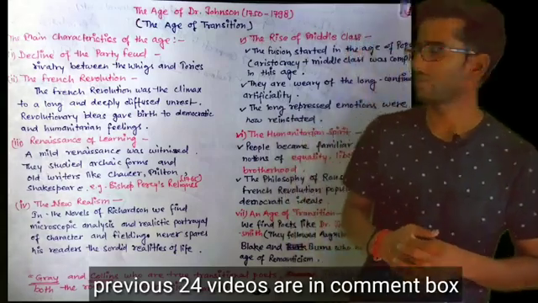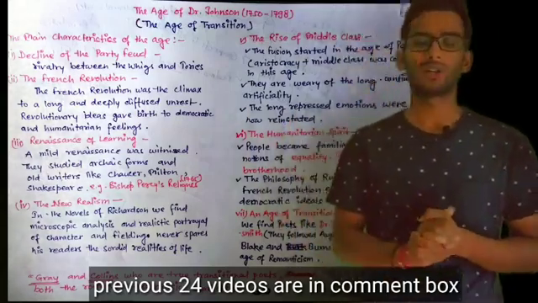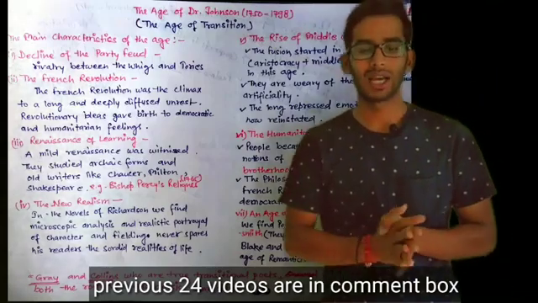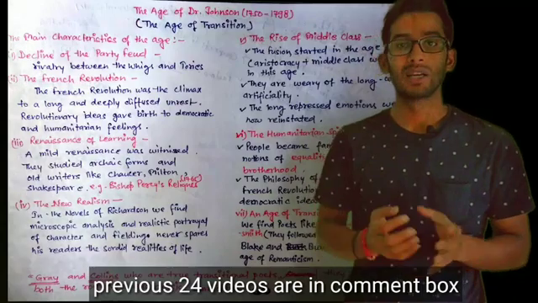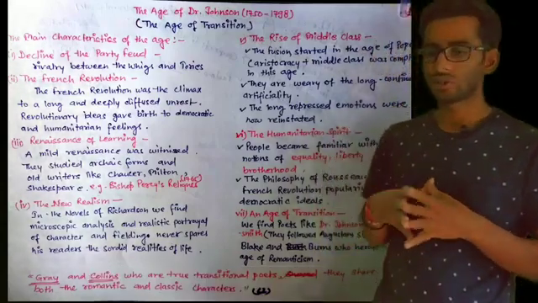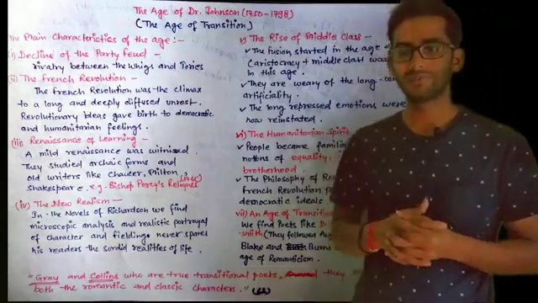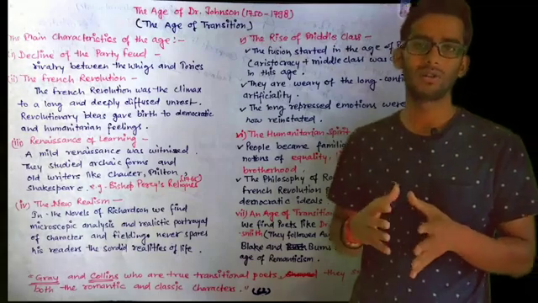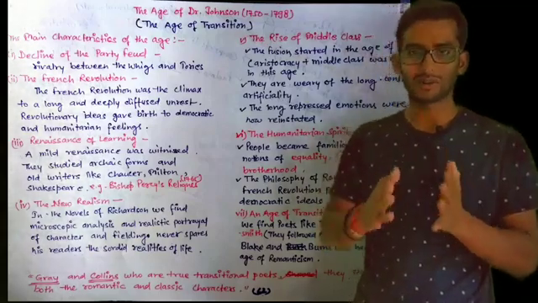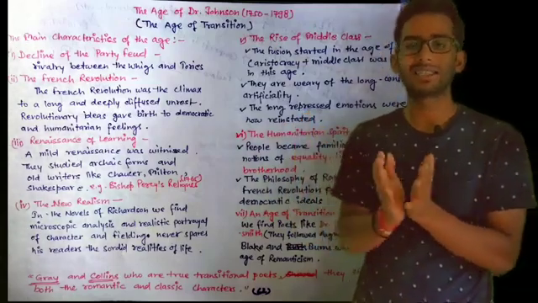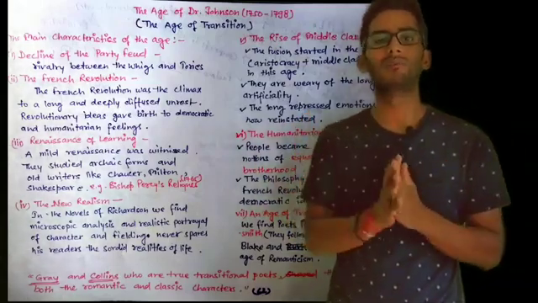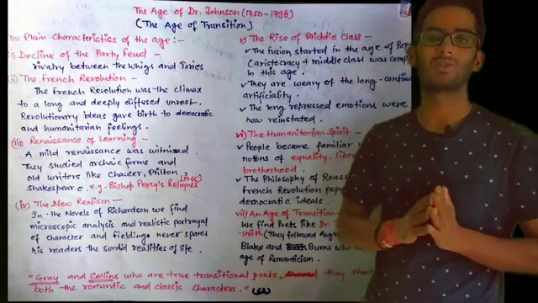Now today we are going to talk about the age of Dr. Johnson, as you can see here, and we will be talking about the main characteristics of the age. This is also called the age of transition. Age of transition, if you don't know, is the period between two periods, where it consists of the qualities of both the ages. That is called age of transition.